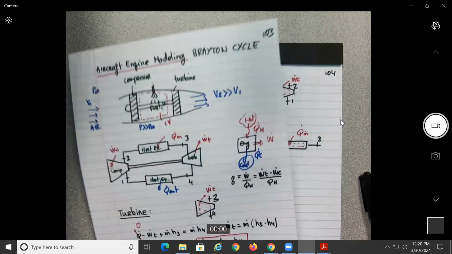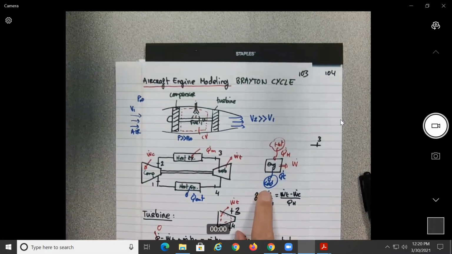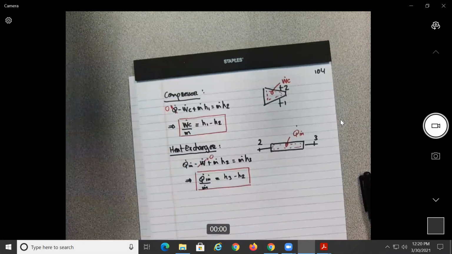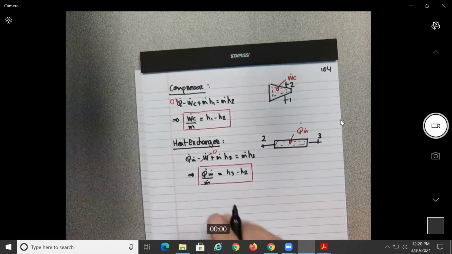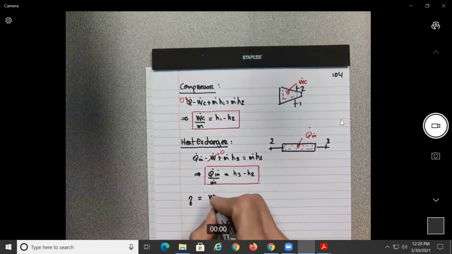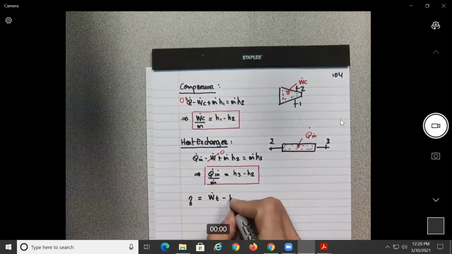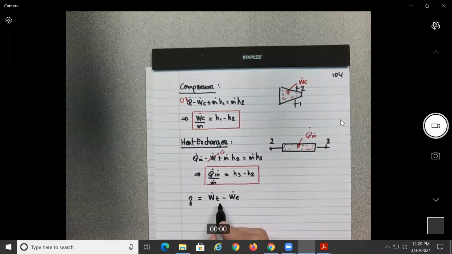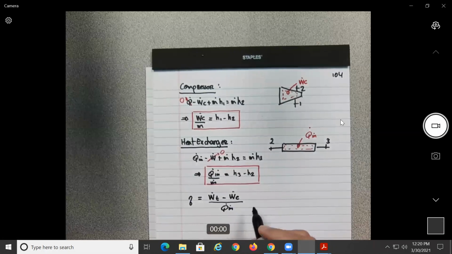So now, remember that we know this is a power cycle, and the efficiency will be the difference between the power generated, so the power that is created minus the power used by the compressor, divided by the amount of heat we put in. So the efficiency will be equal to the power generated by the turbine minus the power used by the compressor, divided by the Q in.